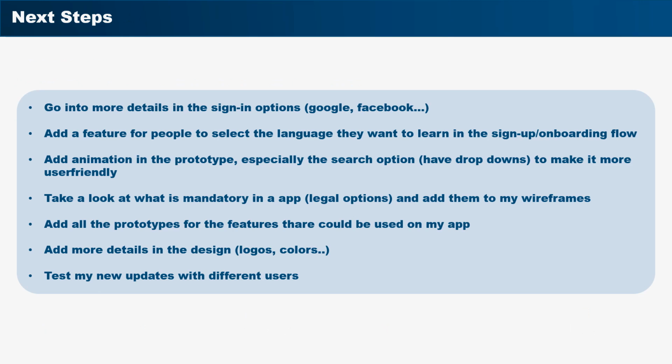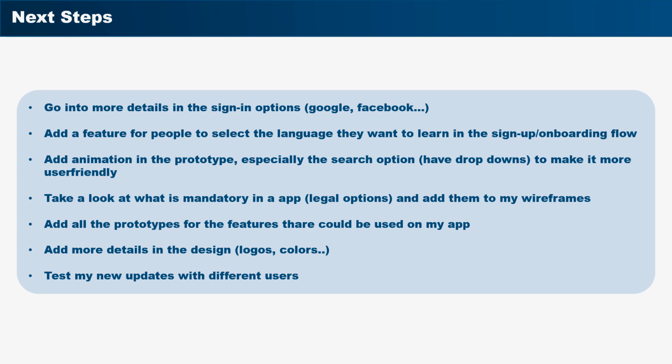My research of testing the usability of the app is done. There is more to do. I want to go more into the details of my sign in, sign up option, like signing in with Facebook or Google. I also want to add a feature for people when they connect for the first time to select which language they want to learn. I thought that was a pretty basic thing to add to my app.